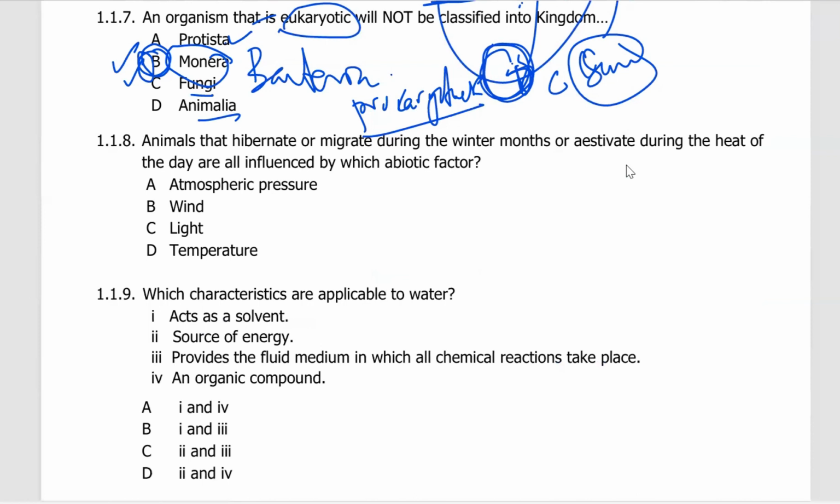They're saying that animals that hibernate or migrate during winter months or estivate during the heat of the day are all influenced by abiotic factors. So which abiotic factor is that? Basically, this is what you call temperature. Yes, they hibernate because of the cold, or they undergo starvation because of the too much heat. They put their tongue outside like dogs. Yes. So that's what we mean with that. So it's basically temperature. So it gets 2 marks there.